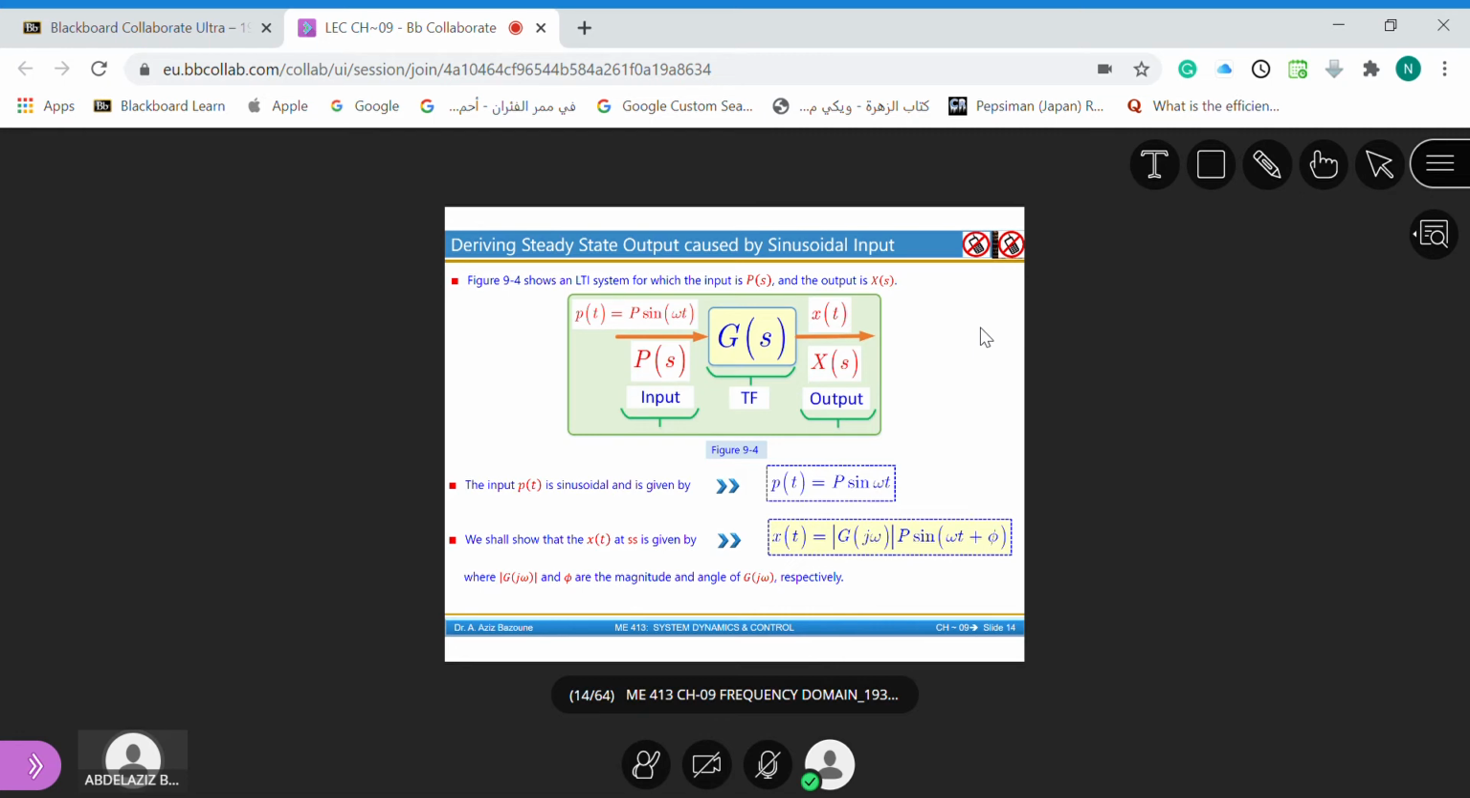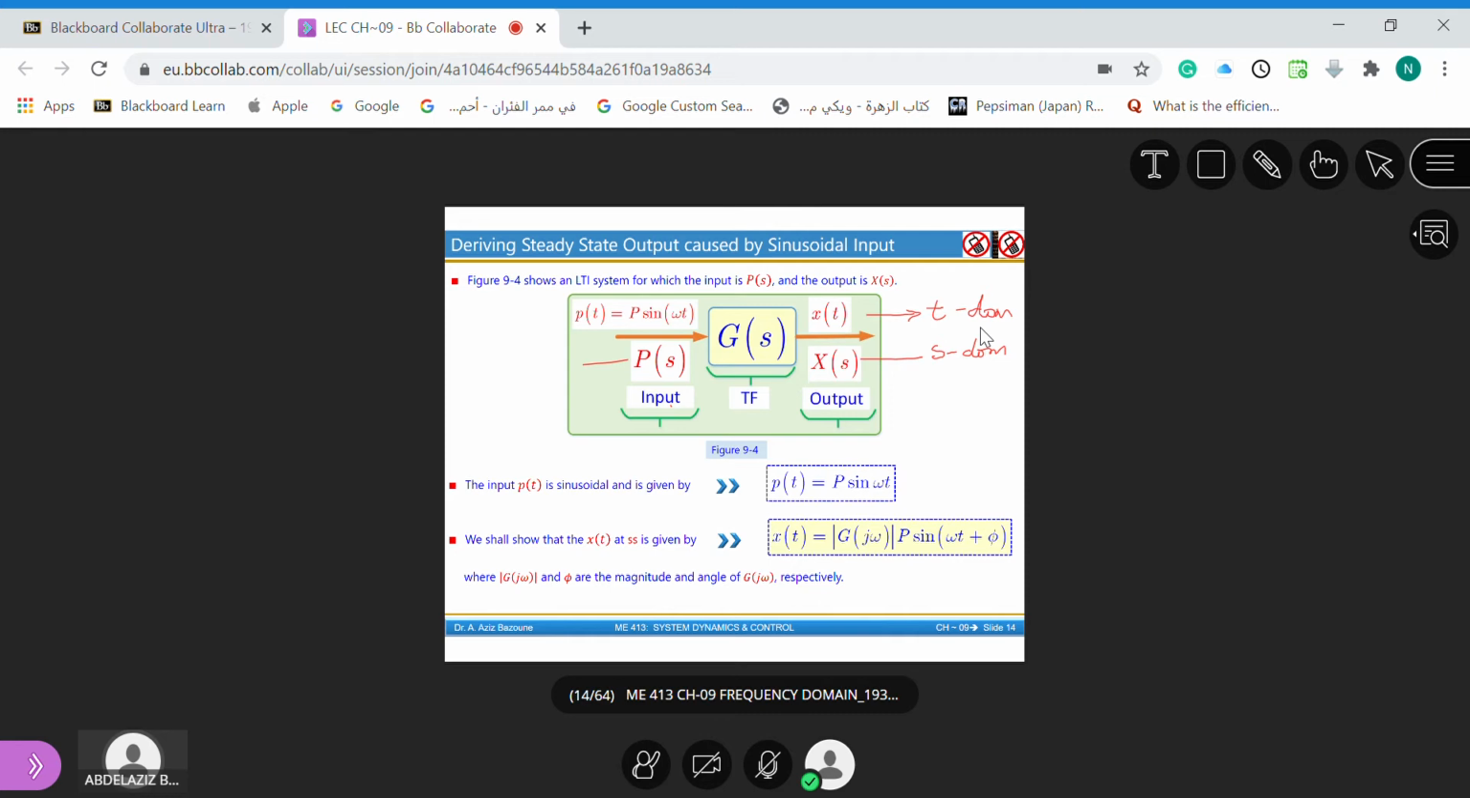Now, if we have the steady state, we derive the steady state equation by the sinusoidal input. We have a sinusoidal input of this form, P(t) = P sin ωt. The output will be x(t). This is in the time domain. If you transfer this to the s domain, this will be X(s), and this will be P(s). So this is in the Laplace domain also. The input is P(s), the output is X(s).